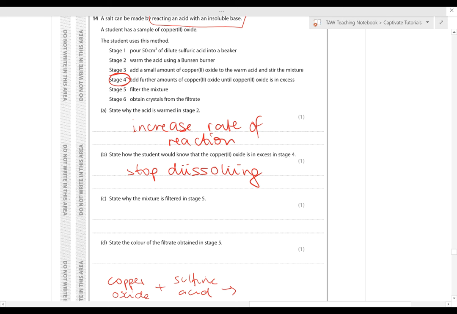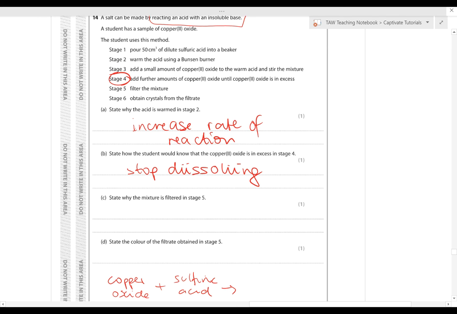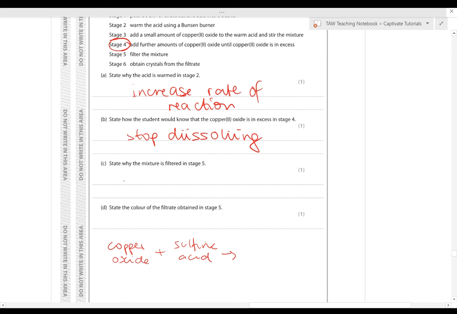So why is it filtered in stage 5? Well, you've added copper oxide to excess. So actually what you've got is a residue of copper oxide sitting in your beaker. So that's what we want to get rid of. So it's to remove the excess copper oxide.